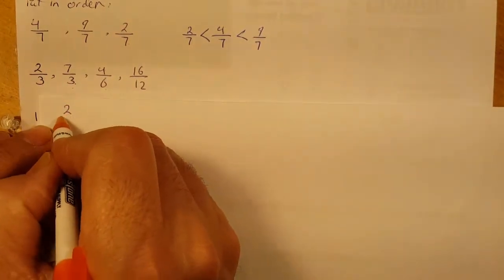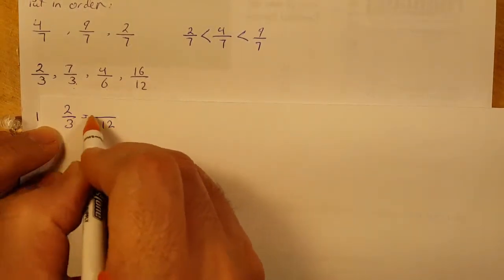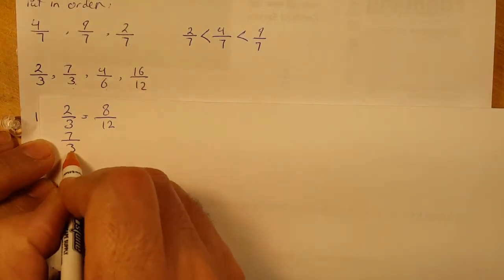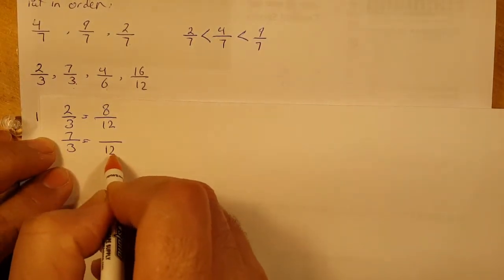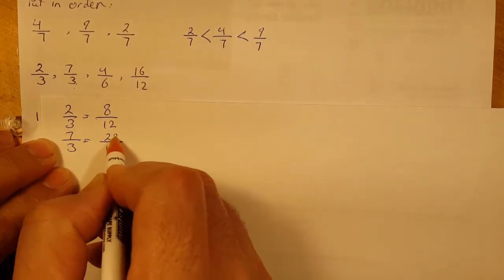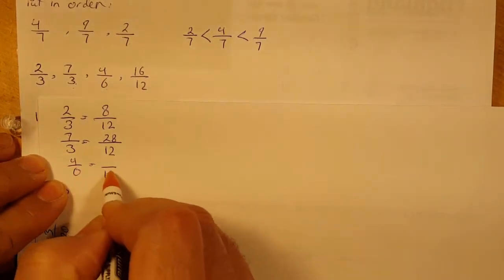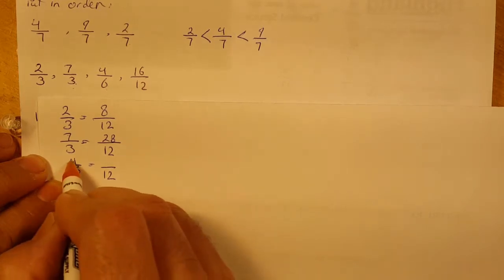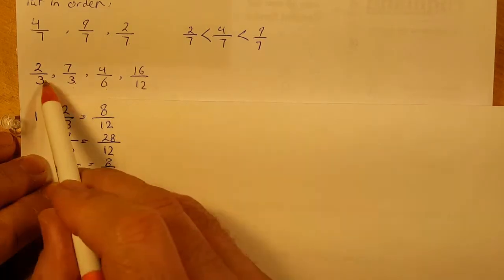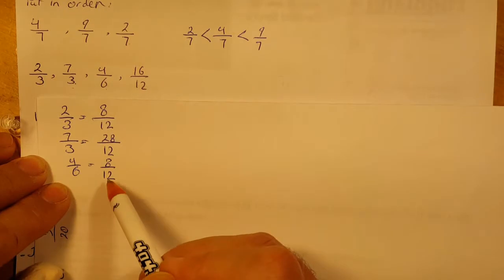2 over 3: as 3 times 4 is 12, 2 times 4 is 8. 7 over 3: again, 3 times 4 is 12, 7 times 4 is 28. 4 over 6: 6 times 2 is 12, 4 times 2 is 8. So 2 over 3 and 4 over 6 actually are the same number.